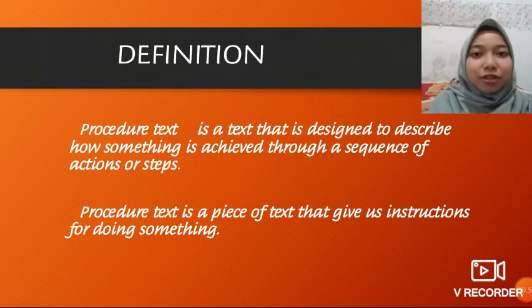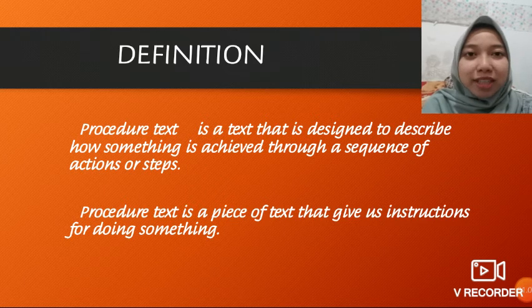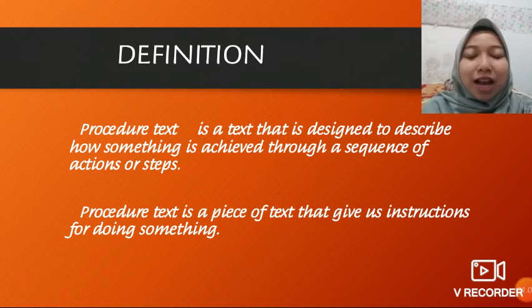Okay, first I want to tell you about the definitions of procedure text. What is procedure text? Procedure text is a text that is designed to describe how something is achieved through a sequence of actions or steps. Procedure text is a piece of text that gives us instructions for doing something.